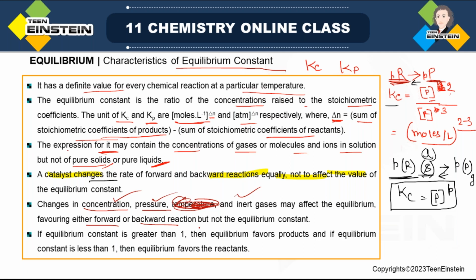Then if the equilibrium constant is greater, having some value greater than 1, suppose it is 25 or 20 or 10 to the power 3 like this, then equilibrium favors product formation. That means the yield of product will be higher. And if it is lesser than 1, then obviously it will be mostly on the reactant side. So it means equilibrium favors the reactants. Once the equilibrium is reached, the amount of reactants will be high compared to product. Okay, so these are the different features of the equilibrium constant.